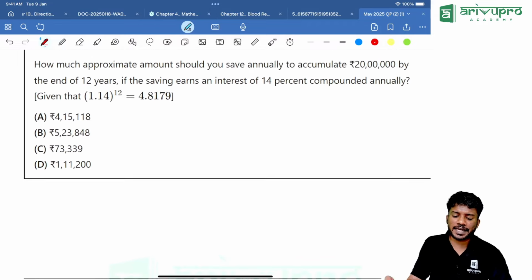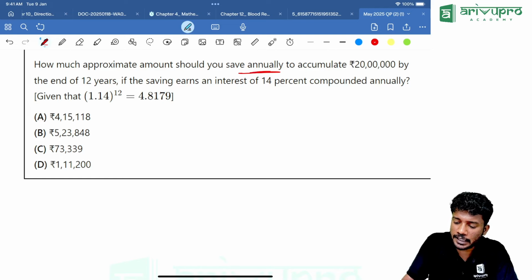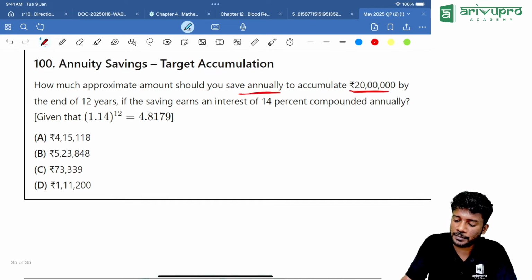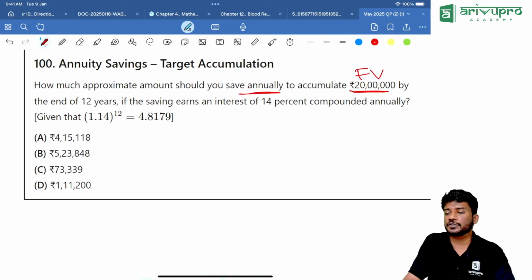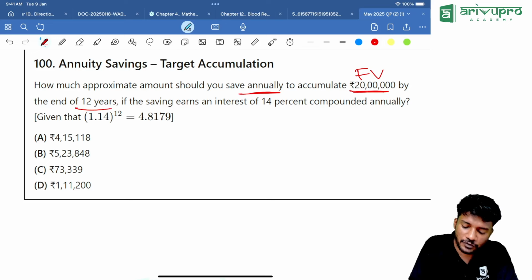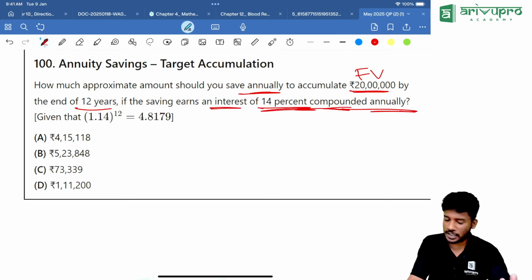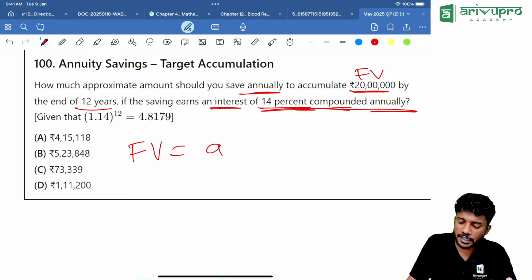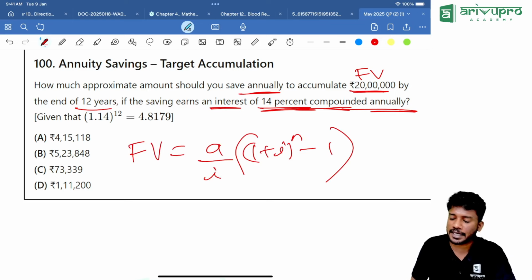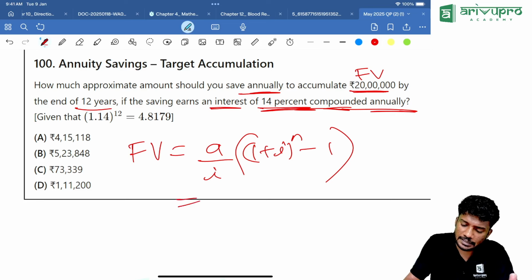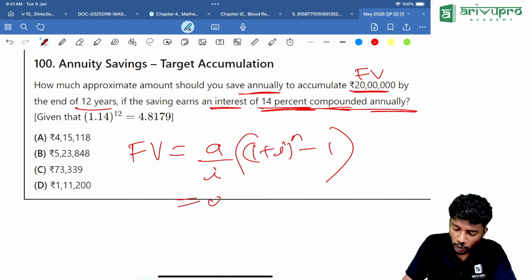The approximate amount should you save annually to accumulate 20 lakh. That means how much you should get in the future. Future value is given. By the end of 12 years, by saving, earns at an interest of 14% compounded annually. Direct question. Use the formula of future value, that is A by I into (1 plus I) the whole power n minus 1. Is it annuity regular or annuity due? Annuity regular. Nothing is mentioned, so you can go for annuity regular. A is how much? A is, we don't know, we need to find.